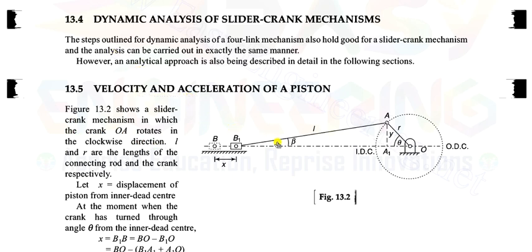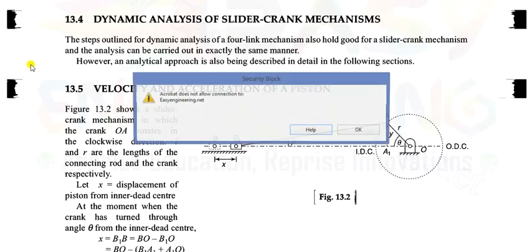So the slider crank mechanism. Okay. So this is single slider crank mechanism. Okay. So I will start from here. The steps outlined for dynamic analysis of four-link mechanism also hold good. So before this, exactly what we have done is four-link mechanism. Okay, four-bar mechanism also hold good for slider crank mechanism. But here he is not explaining that whatever he has covered now, means before this.